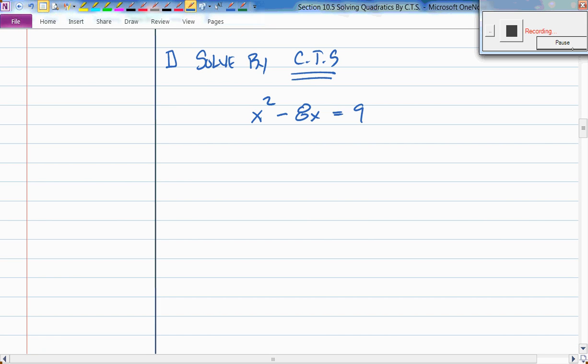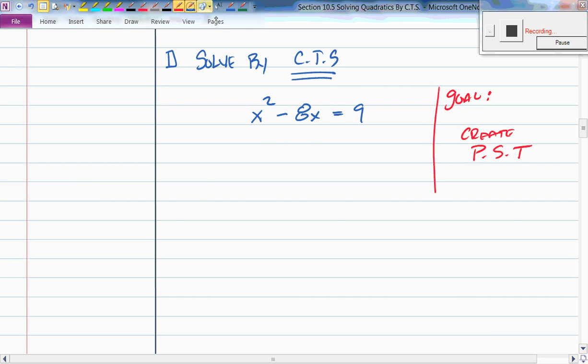Okay, here we go. X squared minus 8x equals 9. I'm asking you to solve by completing the square. So we're going to keep our goal in mind. What's our goal? To create a what? A perfect square trinomial. PST, a perfect square trinomial. Good. So we're going to write down x squared minus 8x. Leave some room for our magic number.